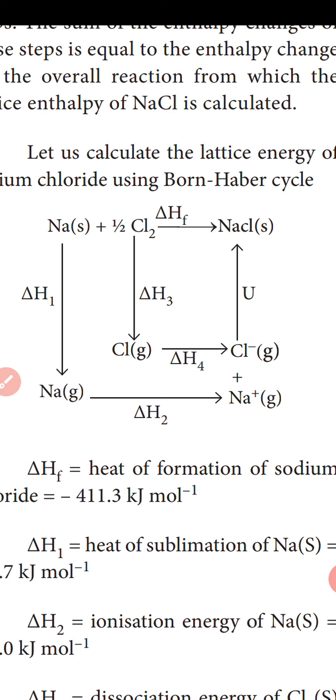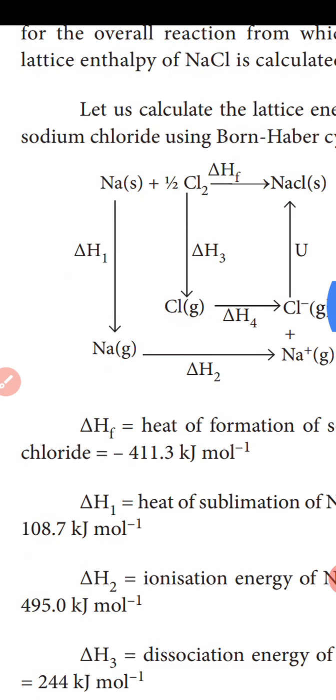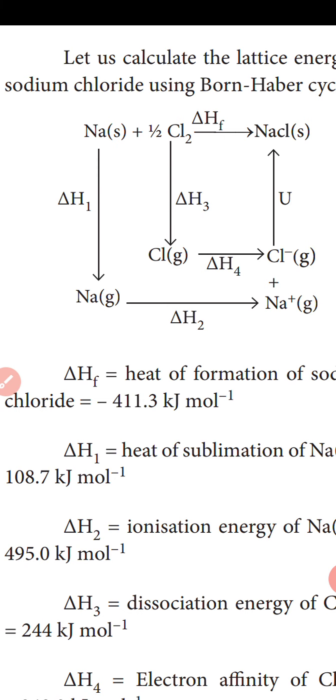So let us calculate the lattice energy of sodium chloride using the Born-Haber cycle. Sodium is directly converted from solid state to gaseous state, this is the sublimation. The gaseous state is then converted by ionization. Half of the chlorine molecule undergoes dissociation, and Cl minus is the electron affinity, and for sodium chloride, this is the lattice energy. Then ΔHf means the heat of formation of sodium chloride. This is the Born-Haber cycle. See this, apply the values.